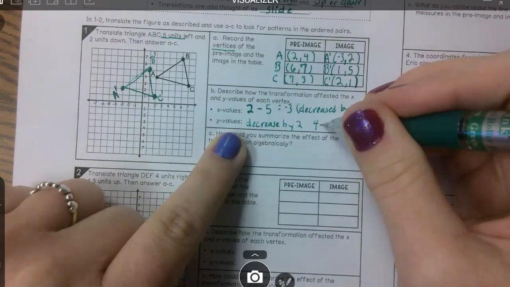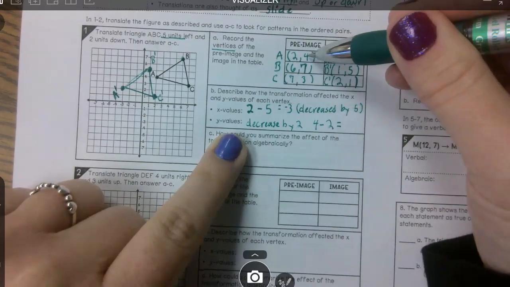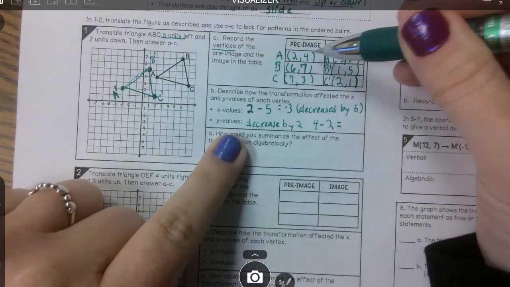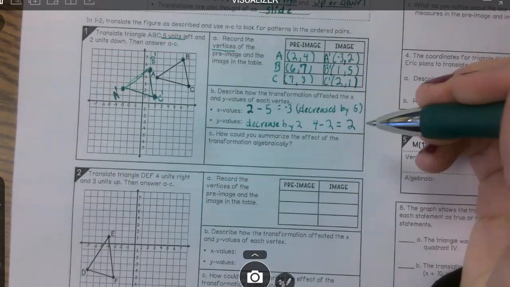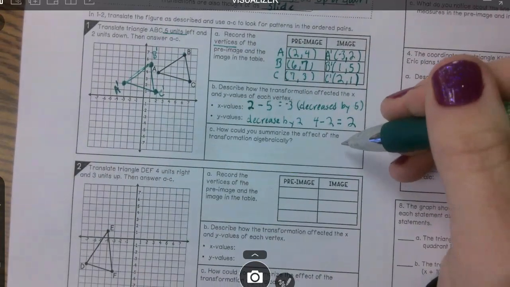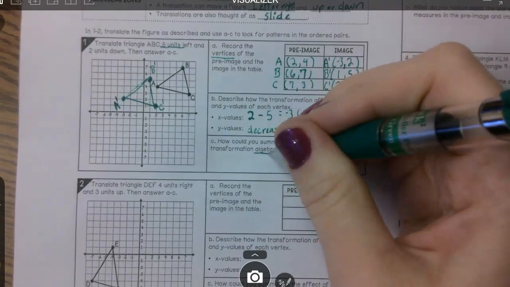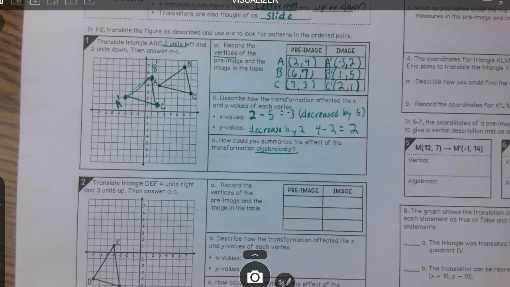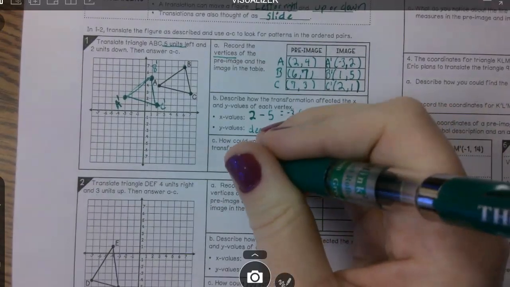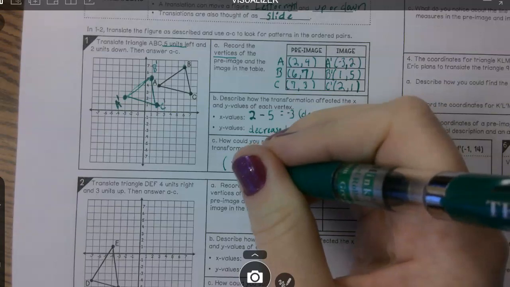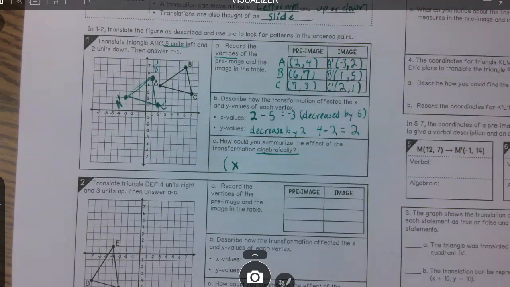We went down 2. Okay, we started at 4. We went down 2, and we ended up at 2. Okay, so if I was going to write this algebraically, that's just a word that means write it in math language. We would just say that all of the x values were decreased by 5.